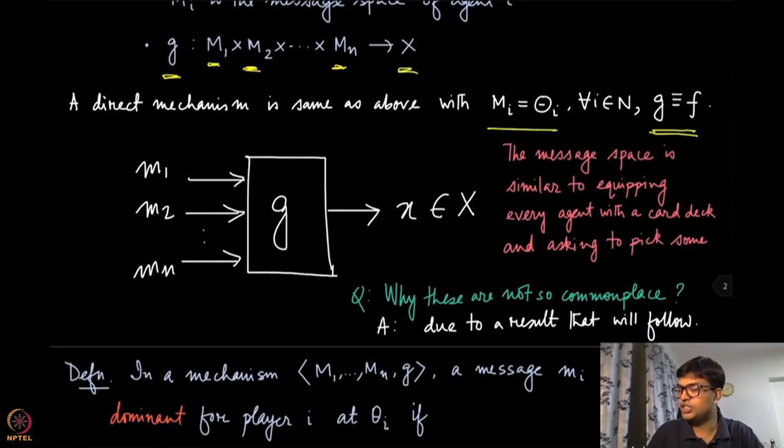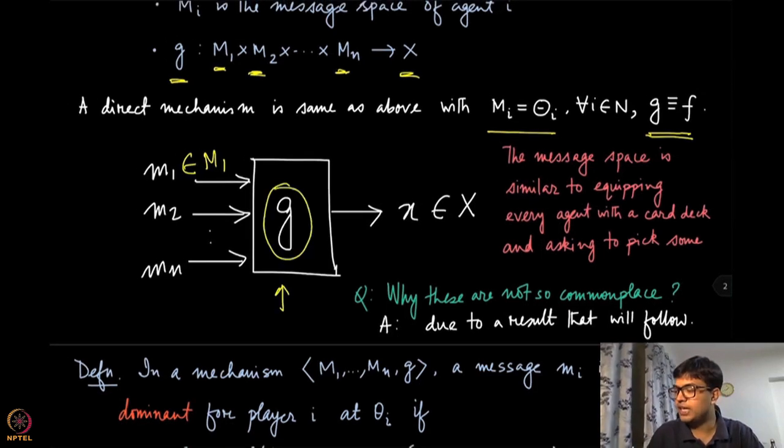So G is the rule that you have chosen, and all of this M1 to MN, so M1 belonging to capital M1. Each of these players has been given these message spaces, and they are picking some messages, and once everyone has picked their messages, G operates on them and then gives out a specific outcome which lives in that space capital X.